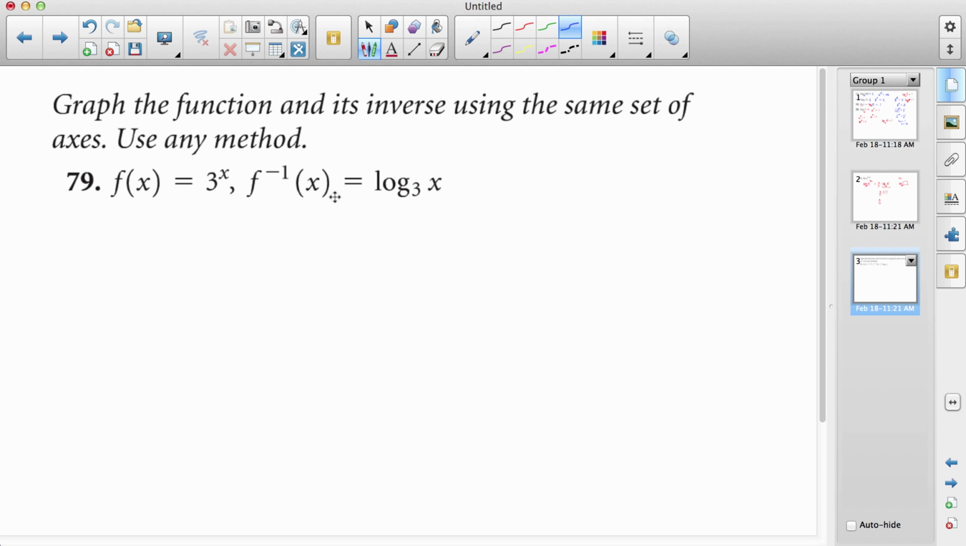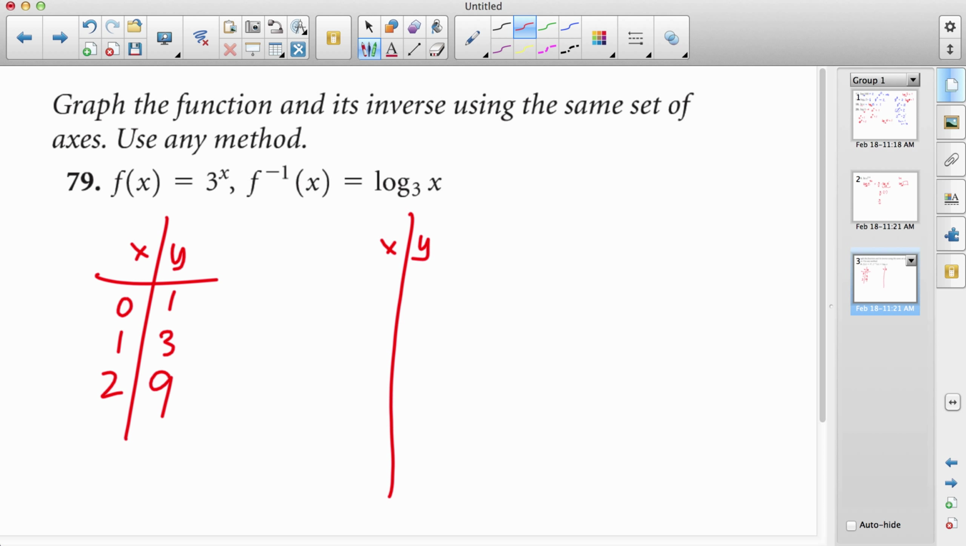If you wanted to, another way you could have done it is just start plugging in some values. So here's x, here's y. Plug in 0 for x, 3 to the 0 is equal to 1. Plug in a 1 for x, 3 to the 1 is 3. Plug in a 2 for x, 3 squared would be 9. Now, go over on this one and let's try the same kind of thing. But this time we're also plugging in values for x.